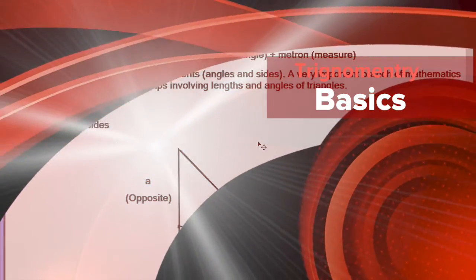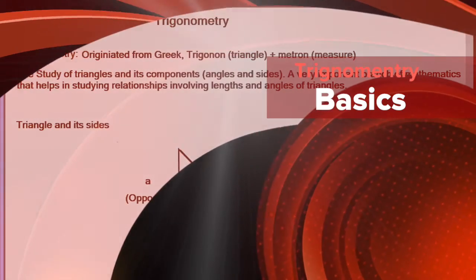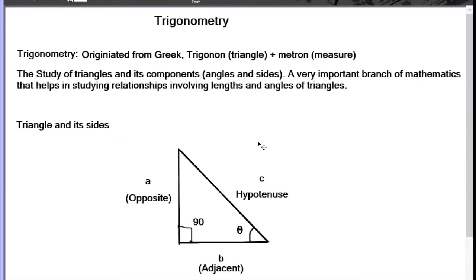Hello, and today we'll be talking about trigonometry. Trigonometry is a word that originated from the Greek words trigonon, which means triangle, and metron, which means measure. This pretty much sums up the meaning of trigonometry, which is the measure of triangles.